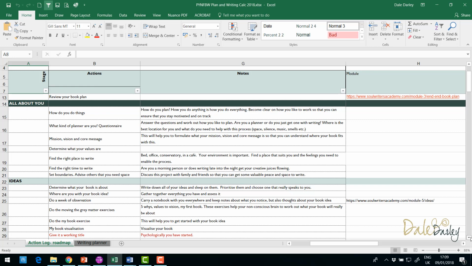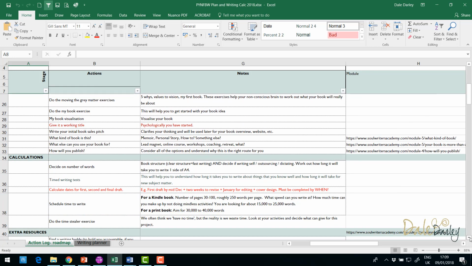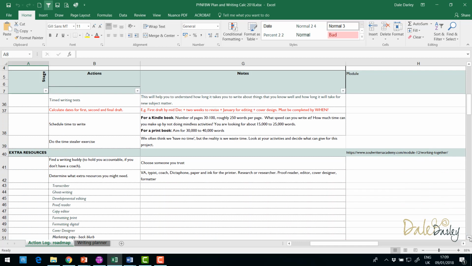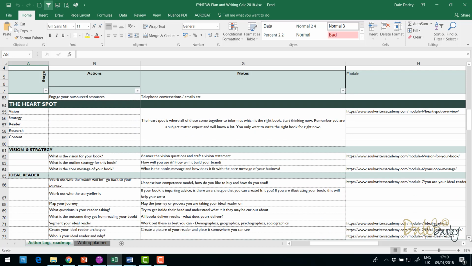We want to know what your mission, your vision, and your core message for your business is, and your values, so that we can distill them down into the vision for your book and the core message for your book. Now, obviously, your book needs an idea. So we work until we find the right idea for that book right now. And we look at things like working out how long it's going to take you to write, what resources you want. And then we get to this really meaty bit that I call the heart spot.